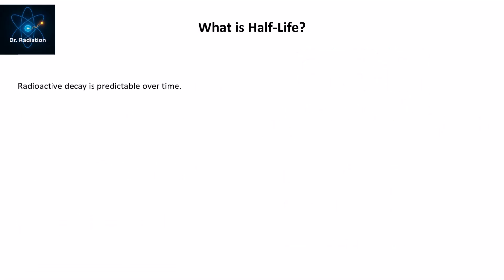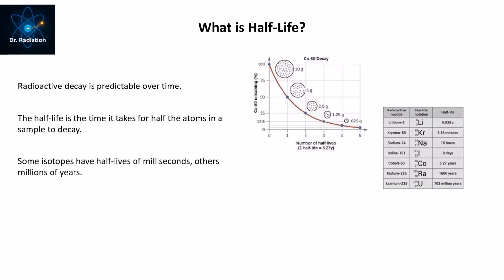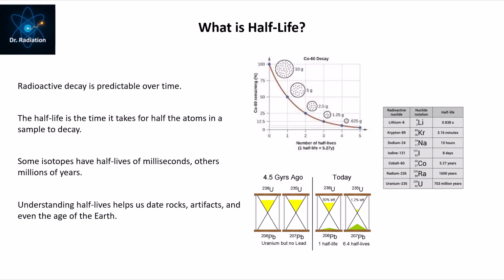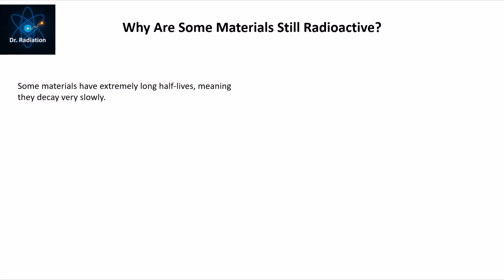Radioactive decay is predictable over time. The half-life is the time it takes for half the atoms in a sample to decay. Some isotopes have half-lives of milliseconds, others millions of years. Understanding half-lives helps us date rocks, artifacts, and even the age of the Earth. Some materials have extremely long half-lives, meaning they decay very slowly.